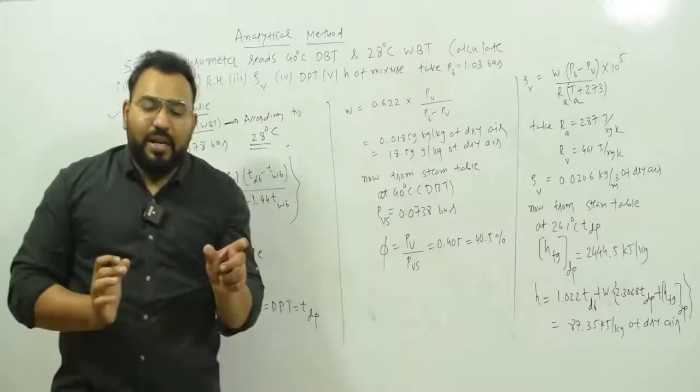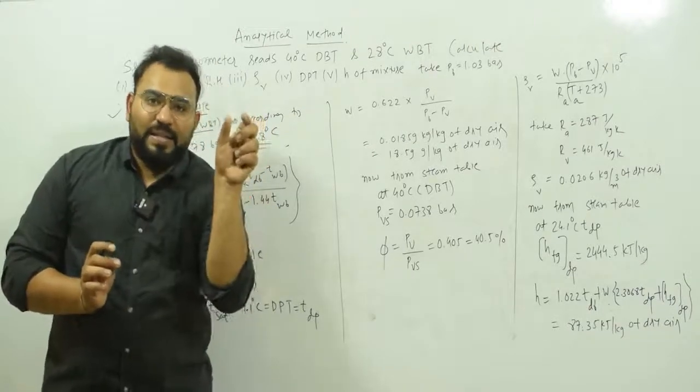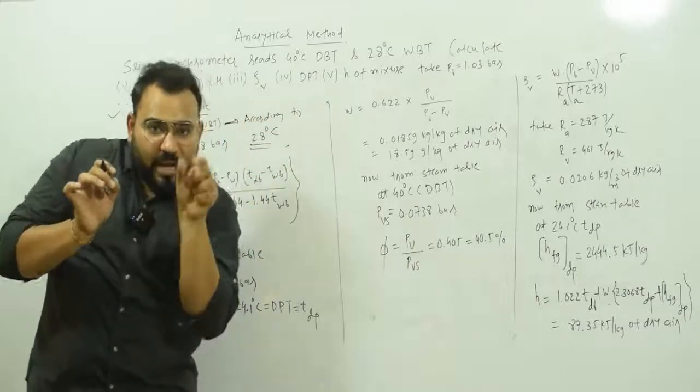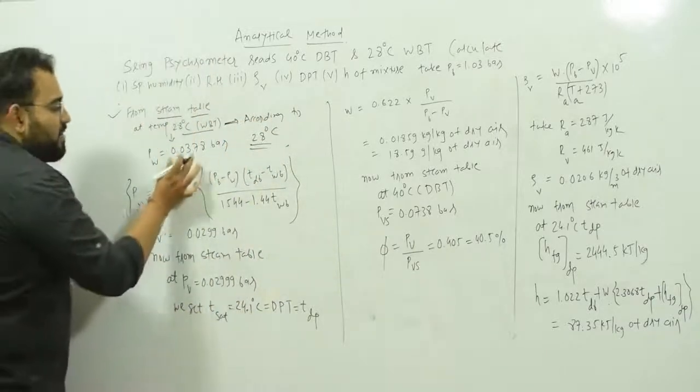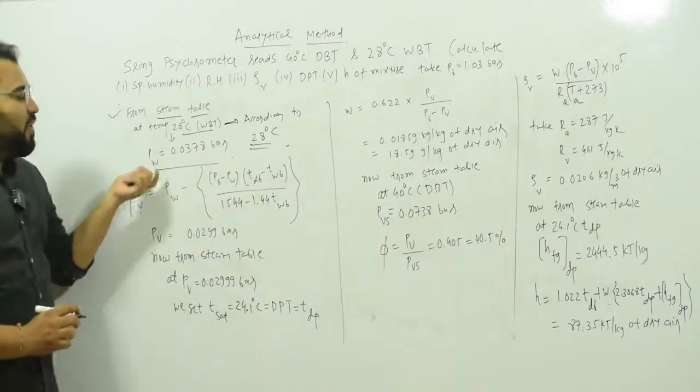So in the temperature column and the pressure column, we have the 28 degrees Celsius temperature, so see the pressure according to that. The pressure that I have found is 0.0378 bar. So that will be my PW. This is how you can find PW.